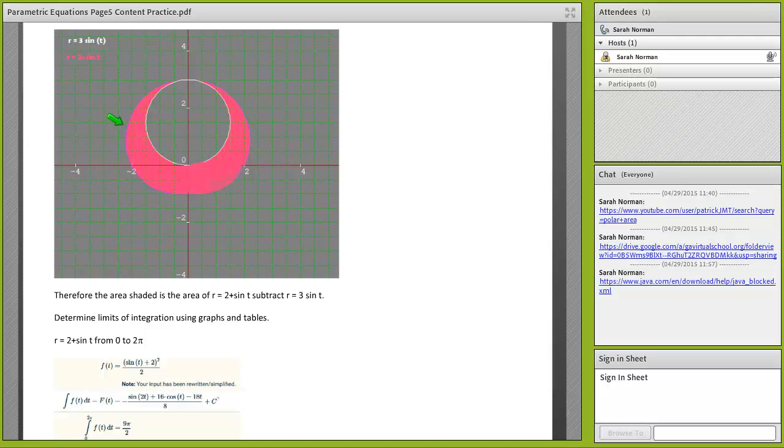So let me see if I can figure out a different way to explain that, just in case that wasn't clear. If you make a table, let's say this is theta, but I'm going to say t. Oh, wait, hold on. That's not what I want to do. I want to put t over here. Sorry.